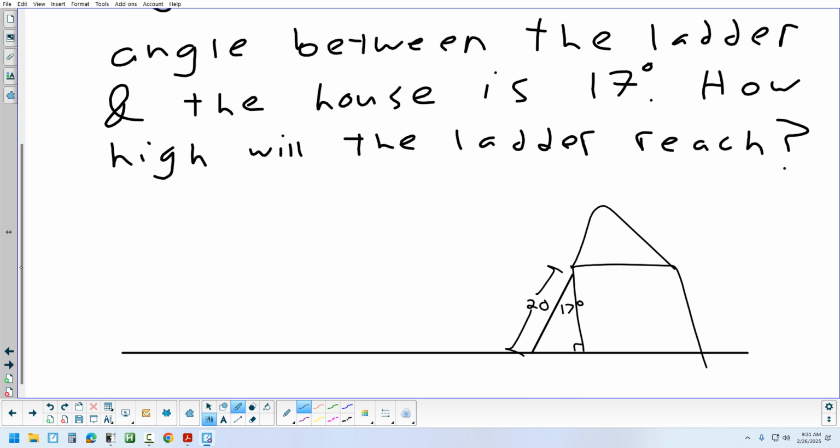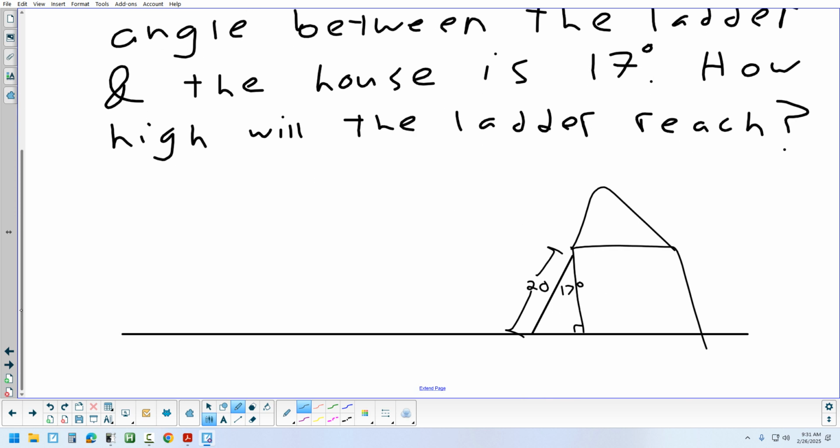And now it says, how high will the ladder reach? So if we look at this triangle, what is it we're actually trying to find? The height. So you're trying to find the height of that triangle in red. So temporarily, we just call it A. And now let's see if we can find it. Okay, here is our angle.